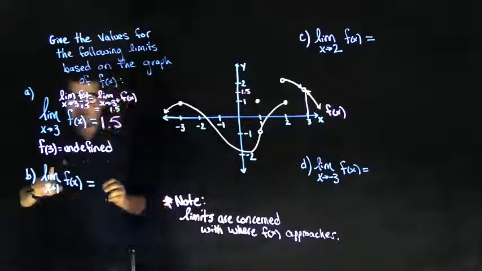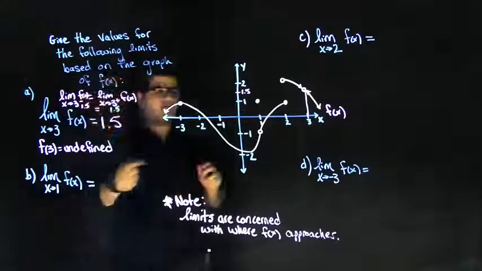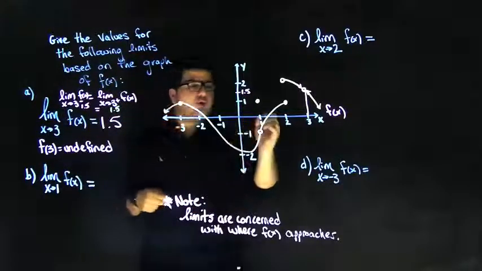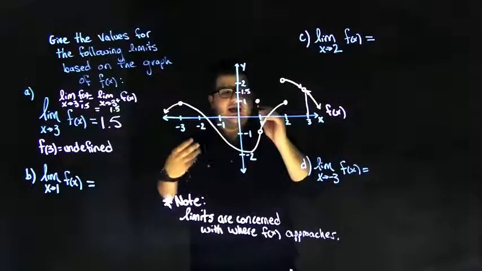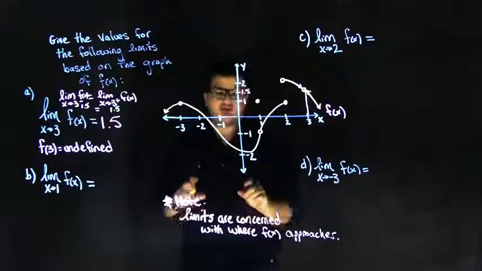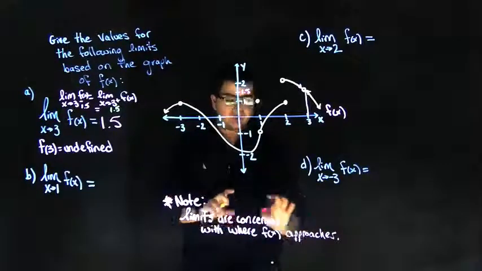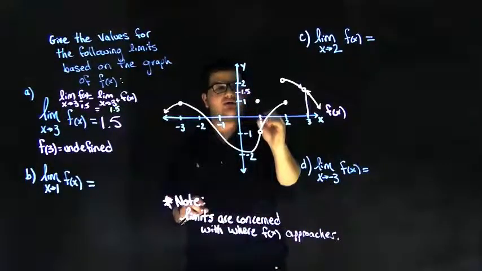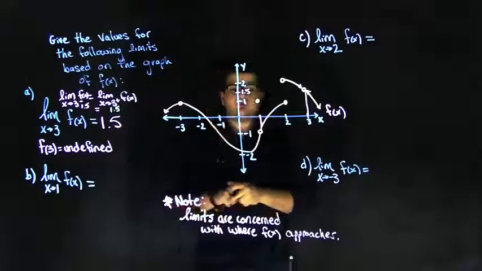Let's deal with the next one. The limit as x approaches 1 of f of x. We're going to go to 1 on my graph. Here's 1. And we're always going to go not to the point because limits are not concerned with where the function is. They're concerned with where the function approaches. So we're going down to my graph, which is over here.